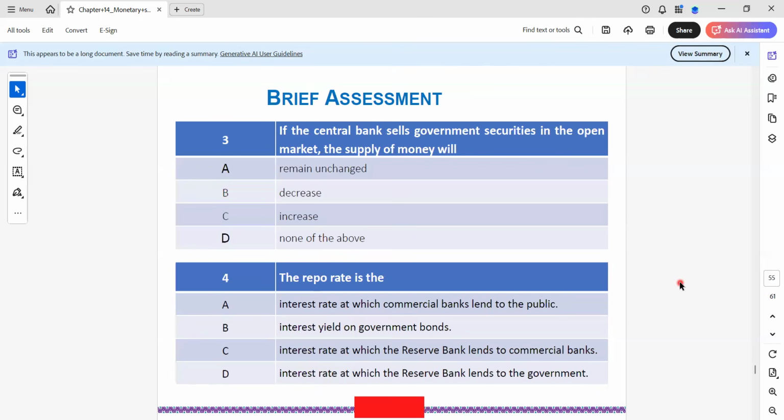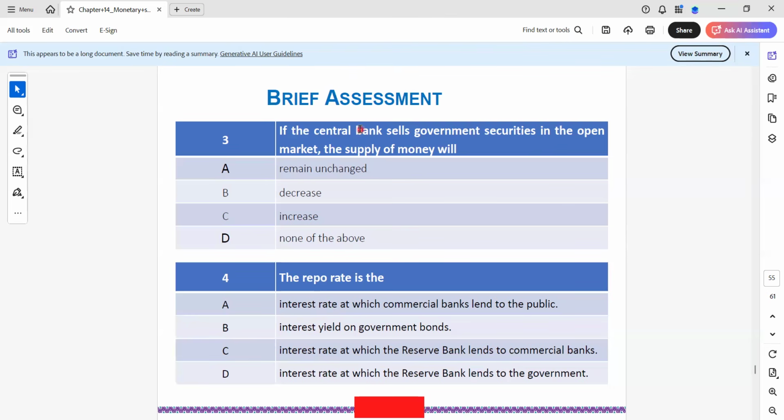So let's say if they sell government securities, right? The central bank just refers to the South African Reserve Bank. If they sell securities, what are they going to do? They're going to give the commercial banks the certificate, right? And the commercial banks are going to buy this certificate. So what is happening? Money is leaving.